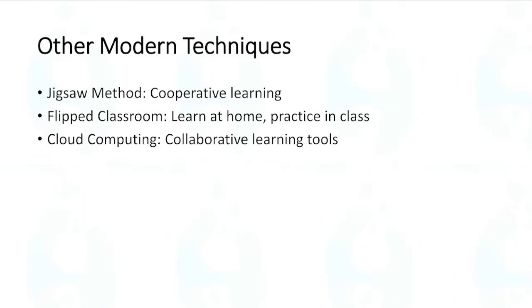Apart from that, we have a few other modern techniques. One by one we'll see. The first one is the jigsaw method. Talking about the jigsaw method, this is basically cooperative learning. This cooperative learning strategy involves students working in small groups, where each student will be responsible for learning and teaching a specific topic. So if 10 students are there, we give 10 topics and they learn and come back and then teach each other. That is the jigsaw method.